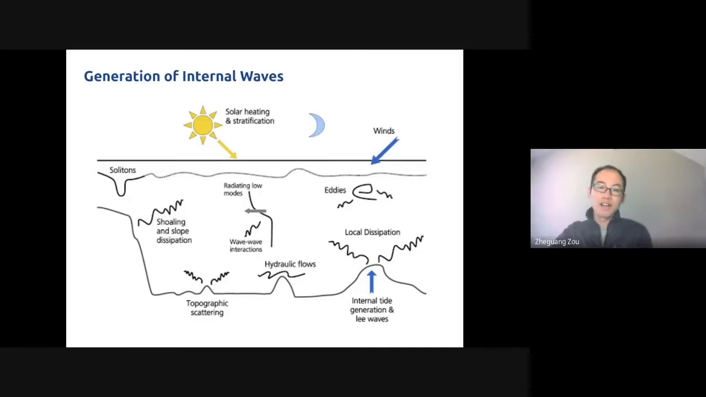So there can be a lot of mechanisms. Also, eddies can generate internal waves. When the eddy, we talked about that before, it's a big circulation of the water, and when it hits something or just when it loses its energy, so that it no longer forms the eddy anymore, it can develop some internal waves as well. Okay, so that's for internal waves.